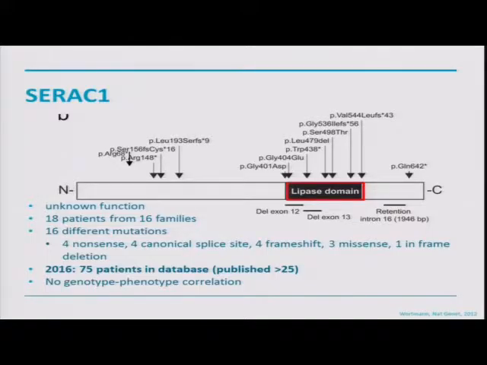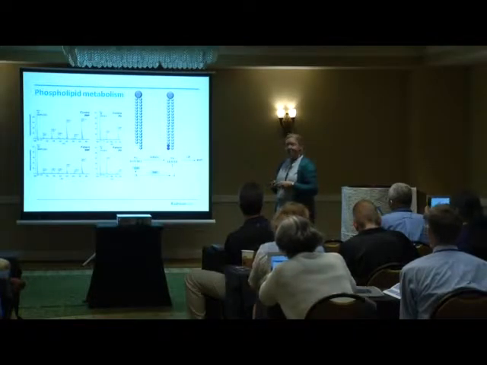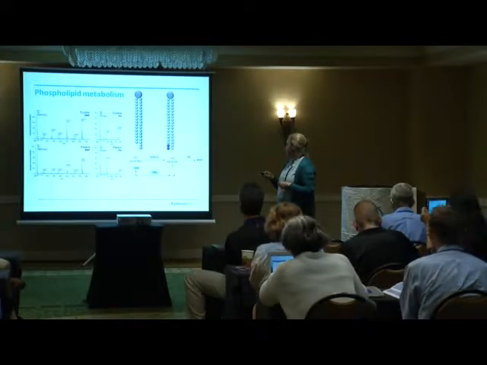There's no genotype-phenotype correlation, and there's also no hotspot region. In this gene, the mutations can be in the complete range of the gene. But now for the phospholipid metabolism, why I'm here. Frederick Wass and Ronald Wanders measured the phospholipids, and what we found was very interesting.